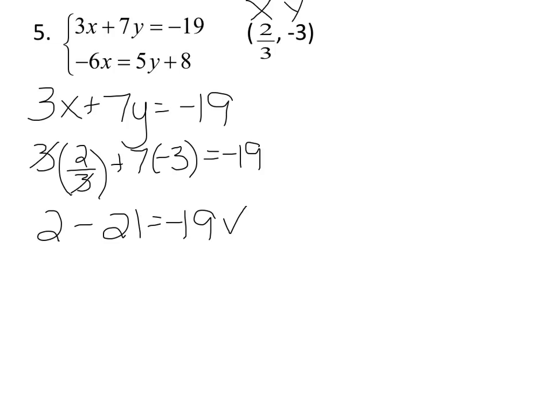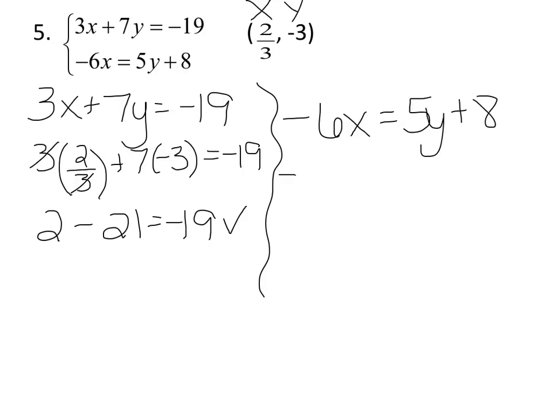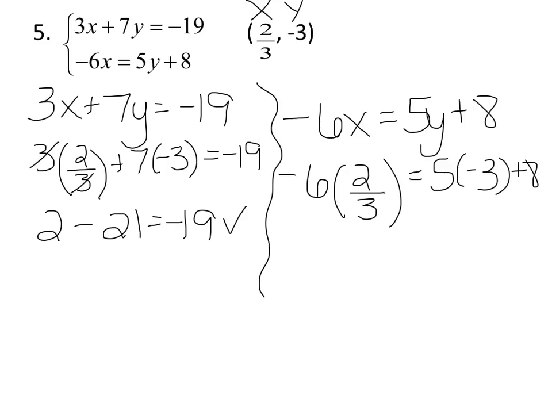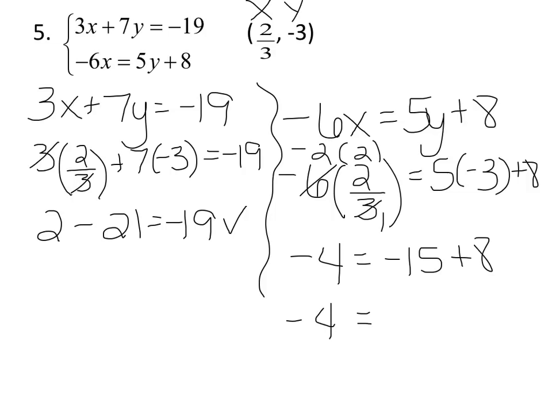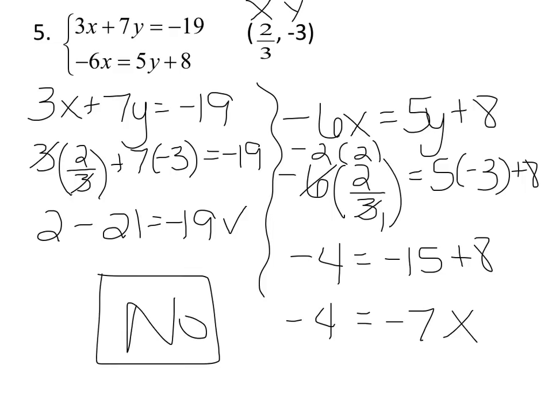And then over here we have negative 6x equals 5y plus 8. Negative 6 times 2/3 equals 5 times negative 3 plus 8. Negative 6 and 3 will become negative 2 times 2. So this becomes negative 4 is equal to negative 15 plus 8. Negative 15 plus 8 is what? Negative 7. So that's not true. So this gives you no.